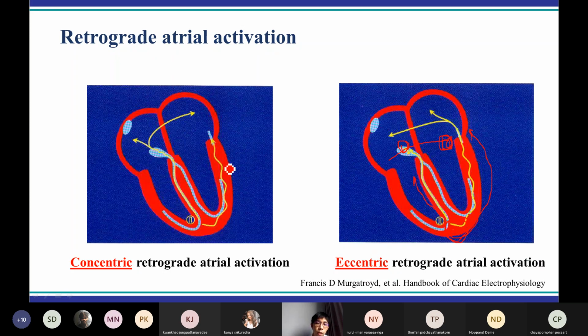It is different from the concentric retrograde atrial activation, because if it occurs in the concentric way, the signal would go up through the AV node and the normal bundle system. Imagine that there is no accessory pathway here. The signal from pacing would go back up here. It would reach the His bundle region first, and after that, it would reach the CS9 and 10 here before the CS1 and 2. So it would likely result in concentric retrograde atrial activation.